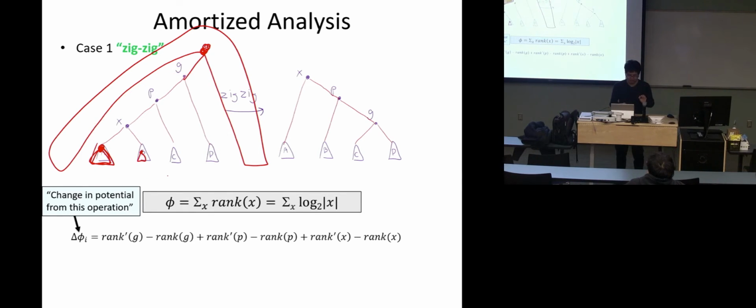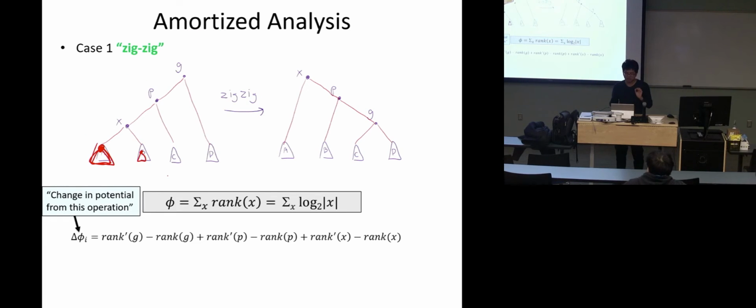The nodes that have their rank change are just X, P, and G, which means that the potential change is just rank after of G minus rank before. And the same for P and the same for X. Make sense?